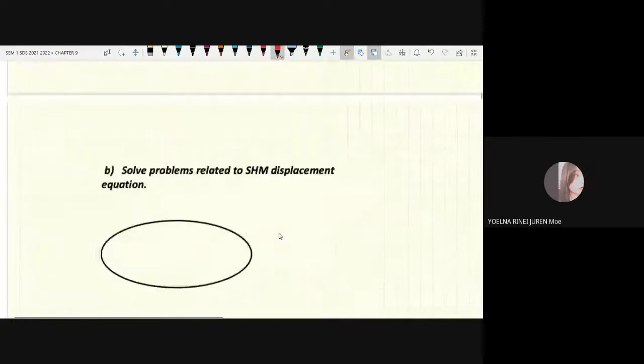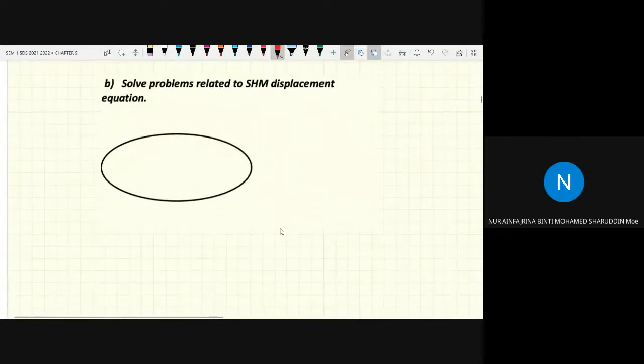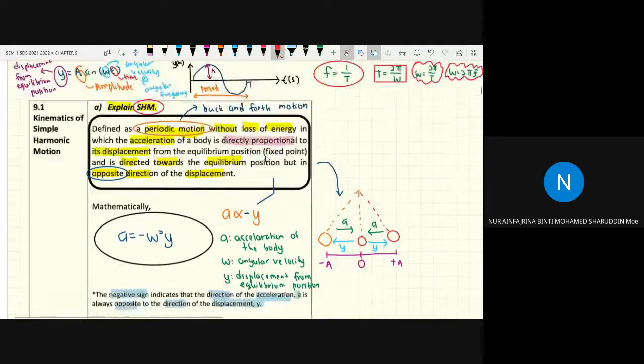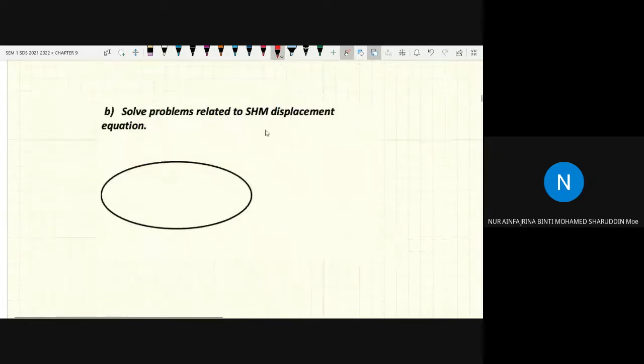Yes, okay. Now, the next one is we want to solve problems. This is the next learning outcome. We have explained what simple harmonic motion is. Now we are going to look at how to solve problems related to the simple harmonic displacement equation. To solve problems, we use this formula, the same one: y equals A sin omega t.